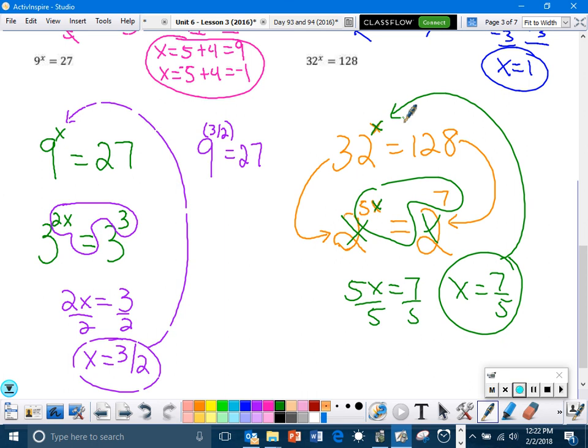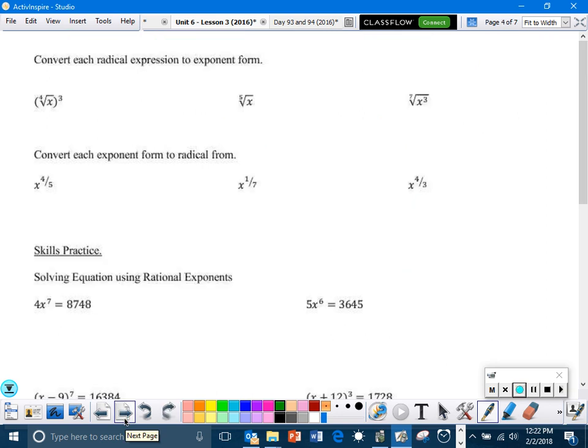All right, we need to wrap this up. So let us go to the next part. We are going to convert. This will go really fast, and then the rest of the time is for you to work. Convert each radical expression to exponent form. It's just a matter of putting the numbers in the right place. So our base is x. We're going to make a fraction, a rational exponent. The numerator is going to be the 3, and the denominator is going to be the 4.